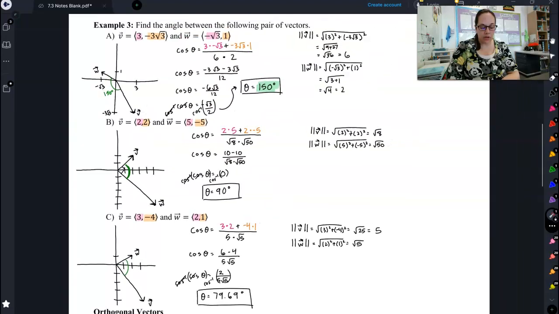So that is all we're going to do with practicing using the dot product to find the angle between two vectors. In the next video, we're going to use the dot product to find a different thing.